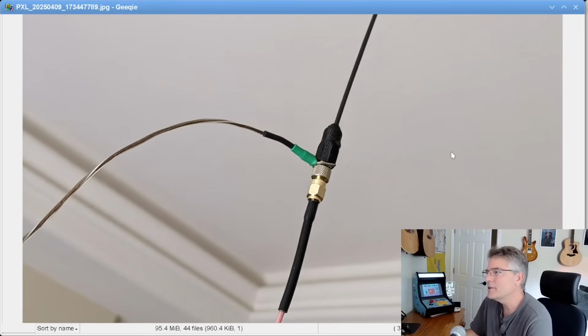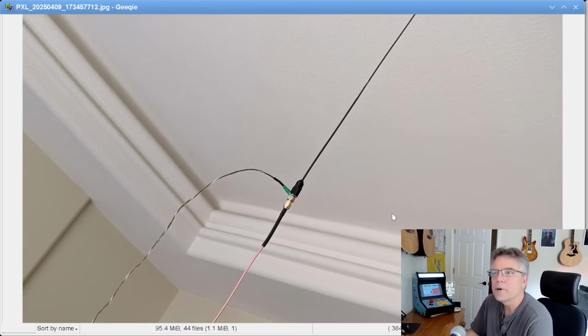So that was my experiments with trying to get more gain out of my signal stick. And I think we came up with something called the signal skirt. And we're going to see how that goes the next time we're in the mountains.